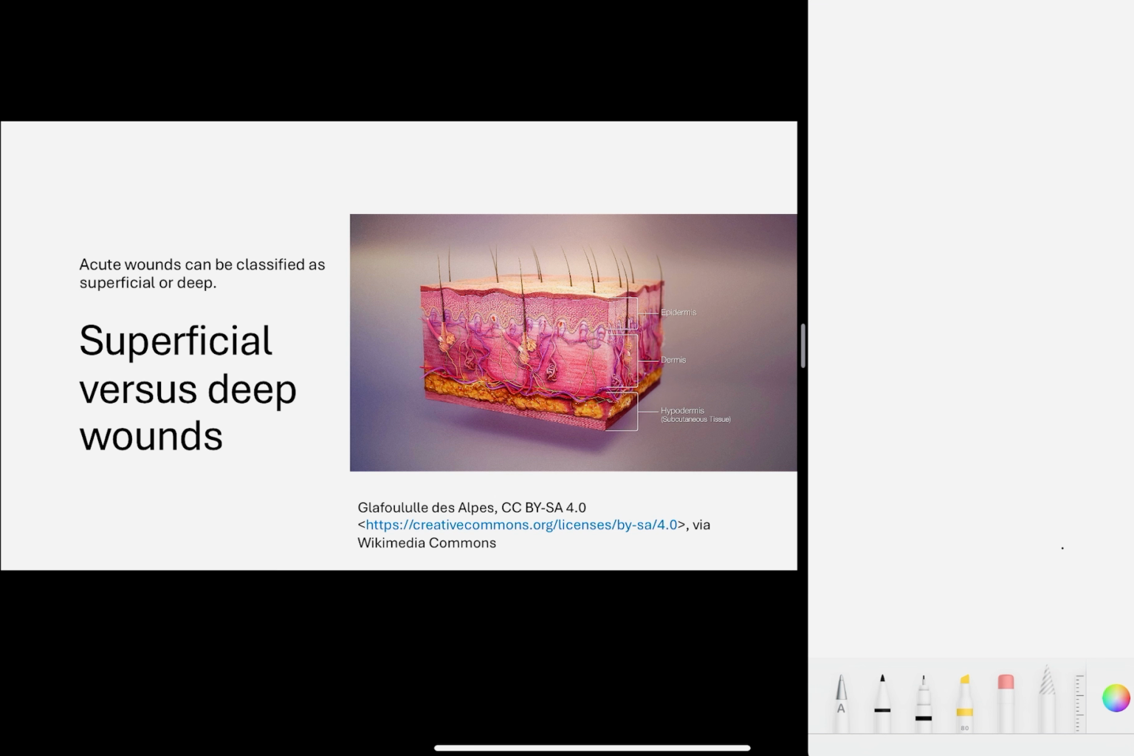So in this video we have seen what is a wound, the major classification of acute and chronic wounds, and then the surgical classification of acute wounds, what is a non-surgical wound and the difference between superficial versus deep wounds.